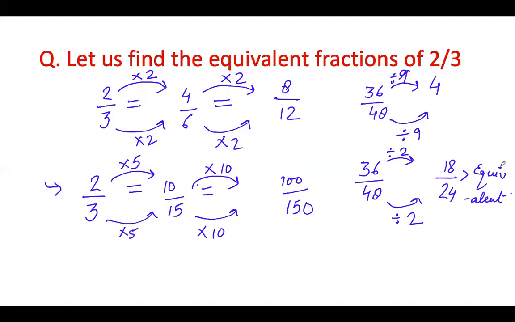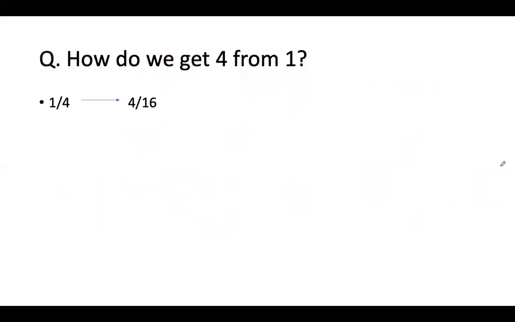Now, next question, how do we get 4 from 1? We have a fraction 1/4. How can we get it? We can multiply by 4, both the numerator and the denominator, and we can get 4/16. So now one thing is very important. I can tell you, adding the same number to the numerator and the denominator does not give me the equivalent fraction.